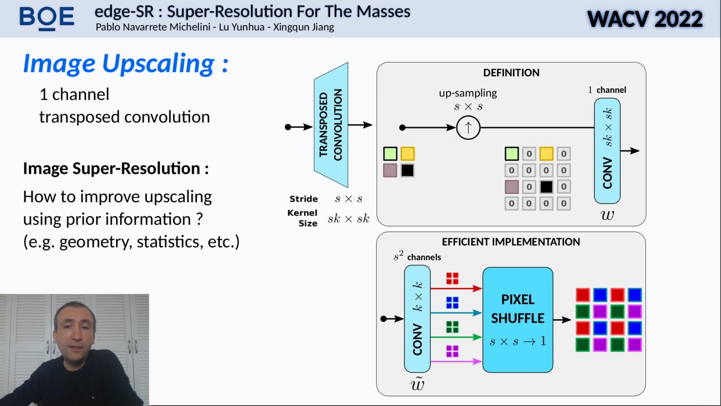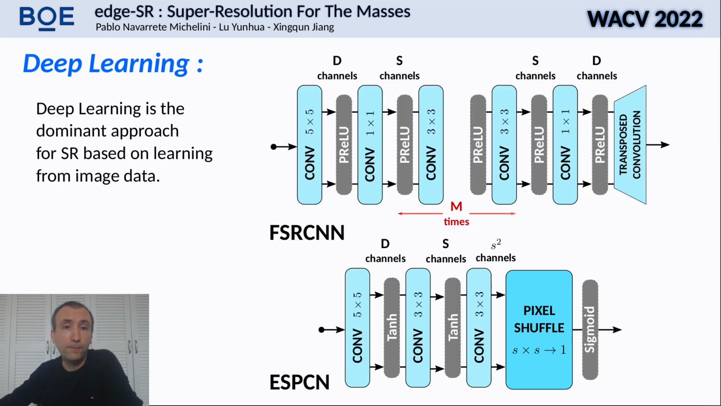This is implemented efficiently by splitting the upscaling filter into several channels and then mixing them out in a single image by using a pixel shuffle, as shown here. But we can do better if we use some prior information, and this leads us into super resolution.